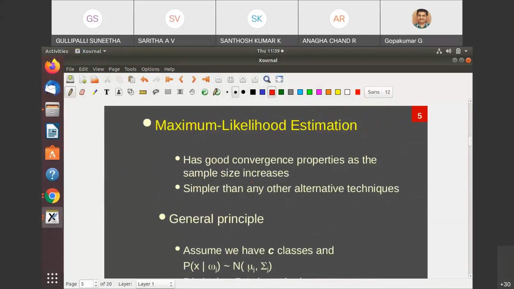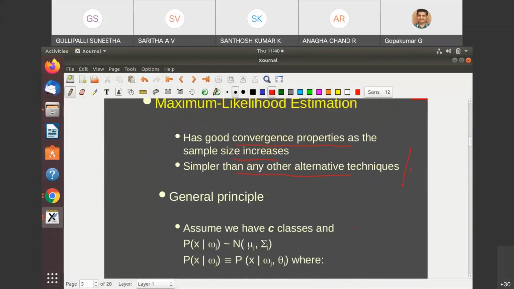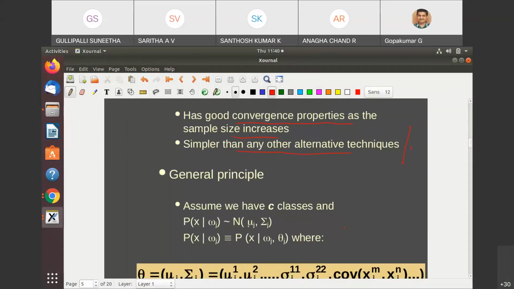Now we will go to maximum likelihood estimation. There are some advantages of MLE. It has good convergence properties as the sample size increases. That is one advantage of this particular method, and it is very simple compared to other alternative techniques. So these are some of the advantages of MLE. Now we will see, in general, how we can find the best theta value that gives the best result.